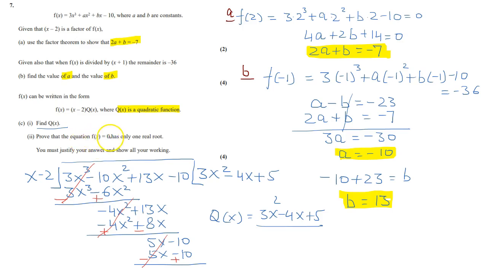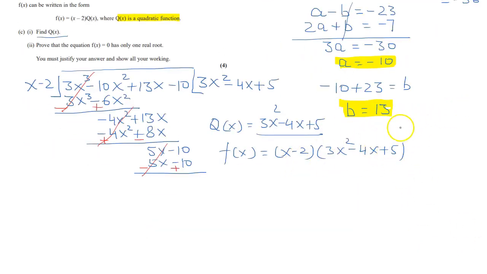Prove that f(x) is equal to 0 has only one real root. So f(x) is equal to x minus 2 times 3x squared minus 4x plus 5, and we find the root of this. If we put this equal to 0, this means x is equal to 2, that is a real root. Now let's find this. So here a is equal to 3, b is equal to minus 4, and c is equal to 5.